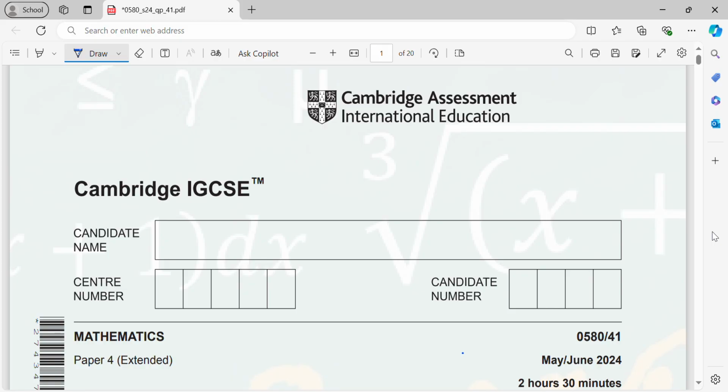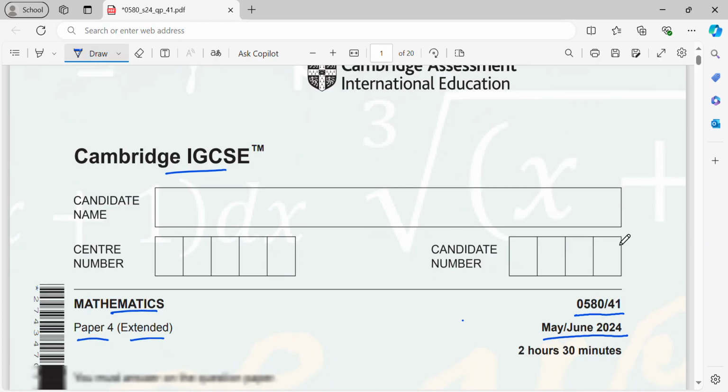This video is to discuss Cambridge IGCSE Mathematics Paper 4, which is the Extended Mathematics for May-June 2024, and the code is 0580/41. So let's get started.